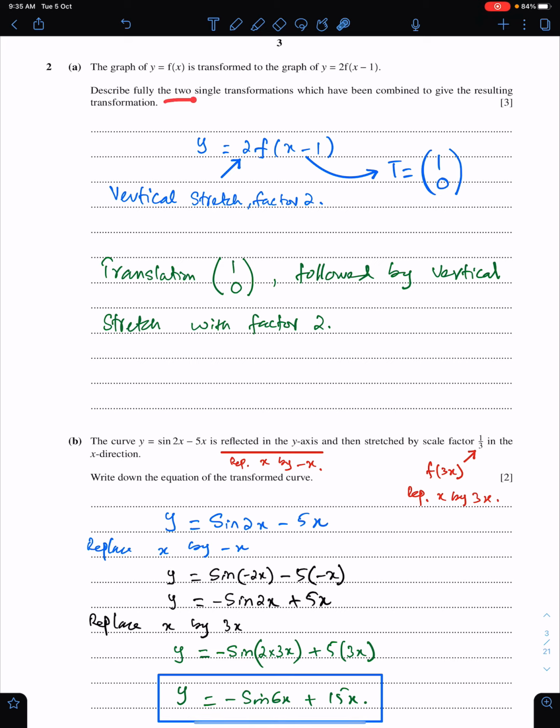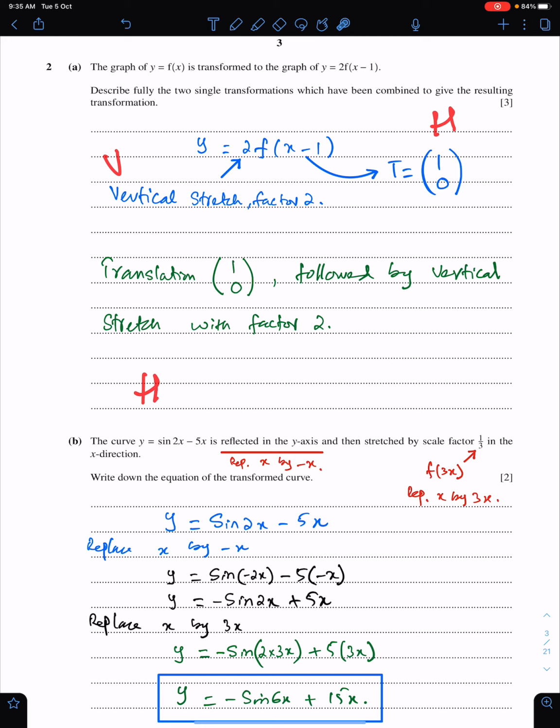Describe fully the two single transformations which have been combined to give this resulting transformation. If you know the basics of the transformations of functions, then you can easily understand what is meant by this minus 1 and what is meant by this 2. So this minus 1 means translation vector (1, 0), and this 2 means vertical stretch factor 2. Now this is the horizontal transformation and this is the vertical transformation.